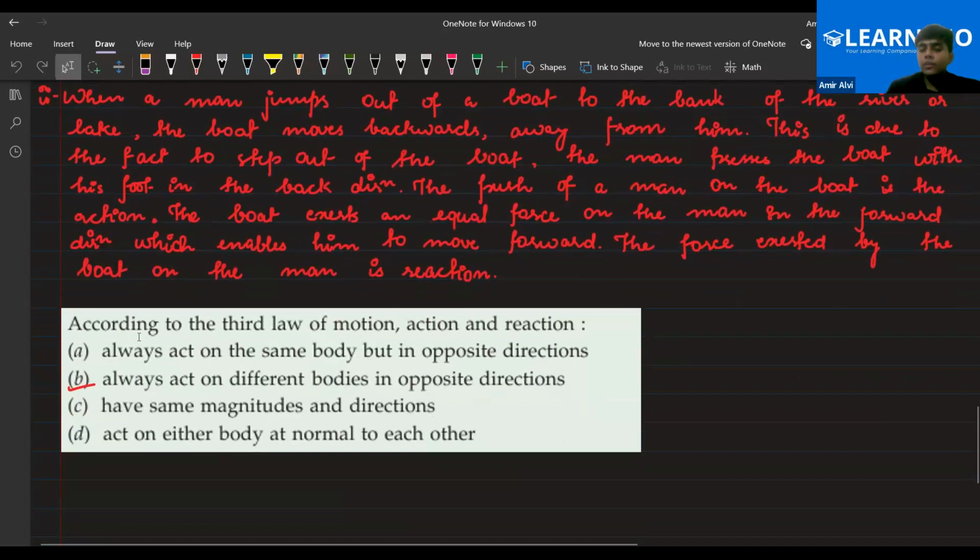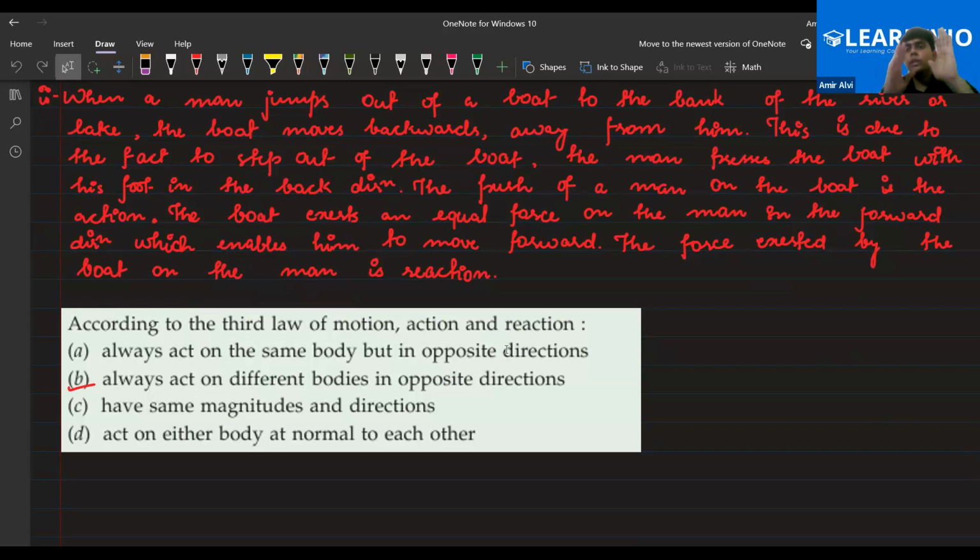Okay, that's a very important and very common myth. I have seen that many of the students have done this question wrong. This question was there in the revision test, right? Most of the students have written that action and reaction always act on the same body and in the opposite direction, but that's not the case. They act on different bodies.